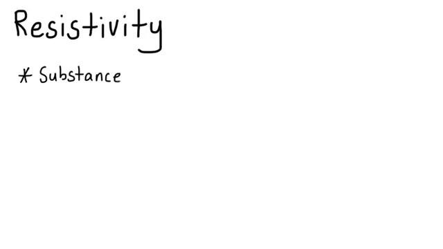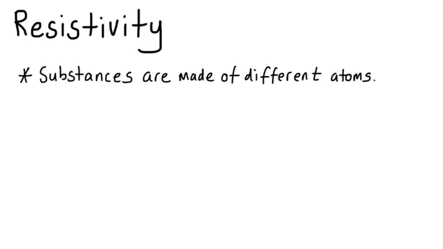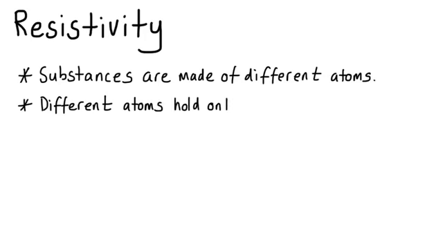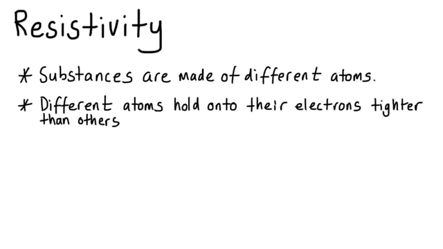Now, if you remember from previous lessons, the substances are made of different atoms. You know, gold is made of gold atoms, carbon atoms, and so on and so forth. And different metals are made of different types of metal atoms. And those different atoms hold on to their electrons either tighter or looser than some other atoms. So we talked previously about the fact that you've got conductors and you've got insulators. And conductors allow those electrons to move through the substance because they are loosely bound.